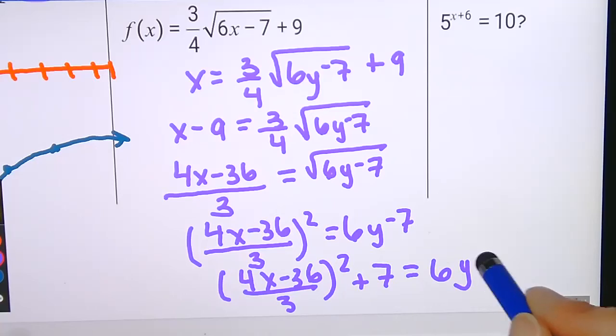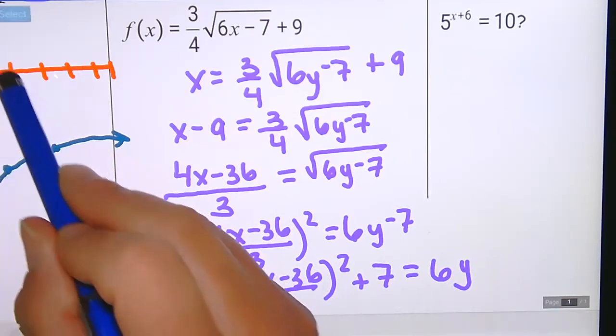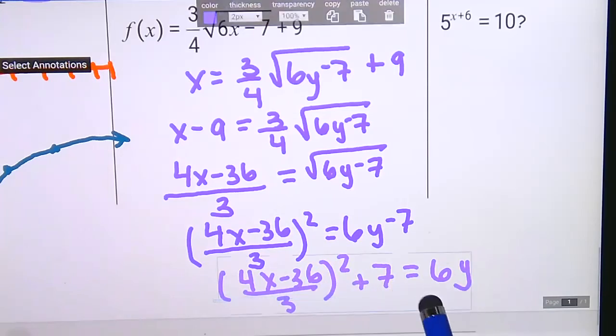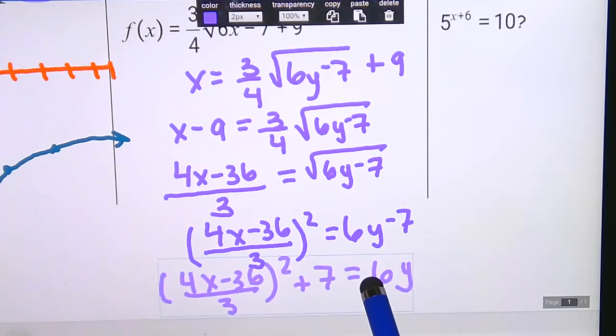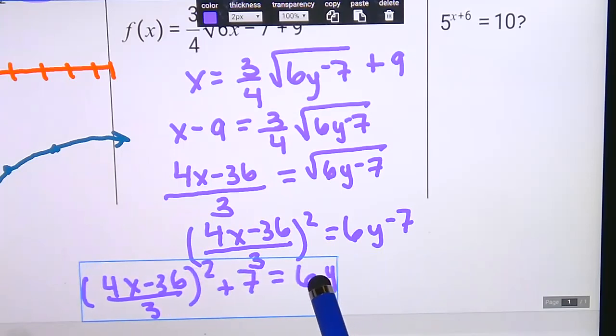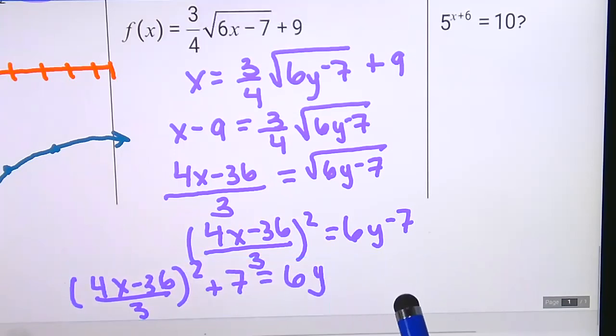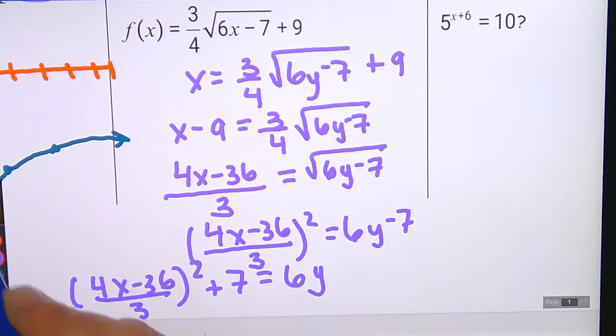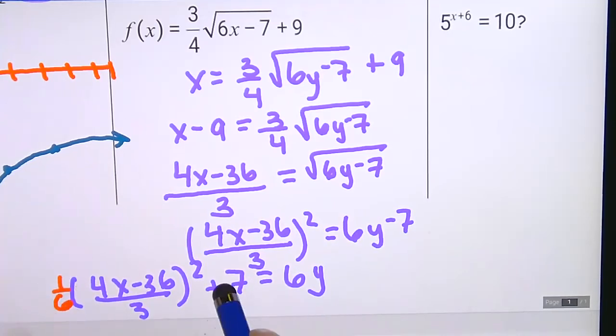So I'm going to move this over. I'll just move this bottom over a little more. So now I'm going to divide by 6, so it's like a 1/6 in front. This is going to be divided by 6, and this is going to be divided by 6.